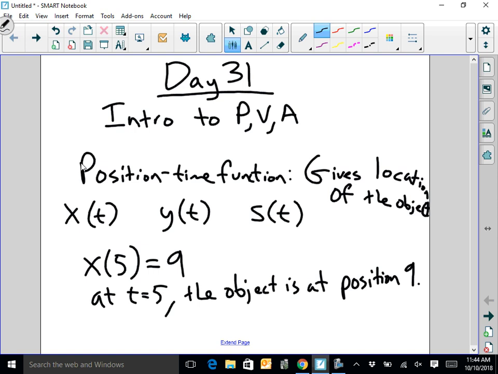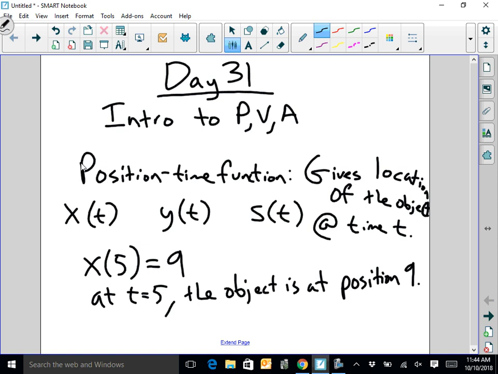So that's our position time function. It just gives the location of an object at a specific time. Very important: it does not give the distance traveled, it only gives its location at a certain time.